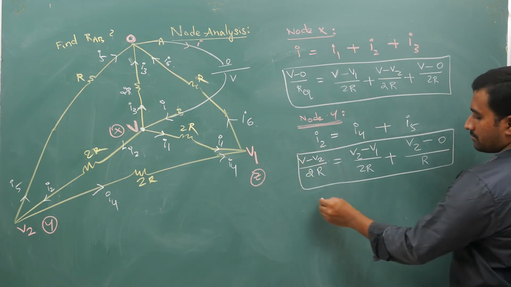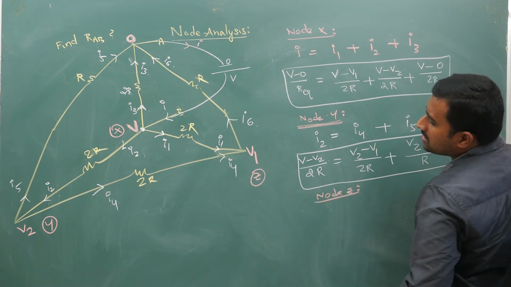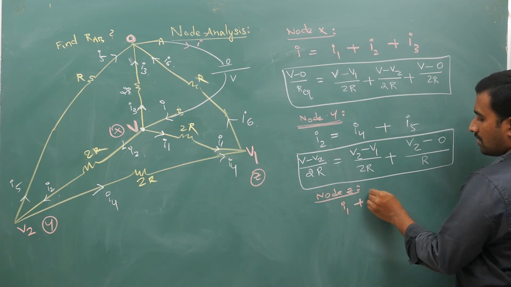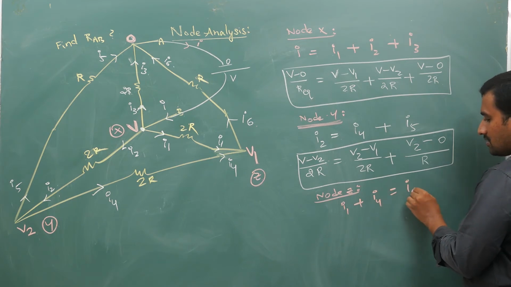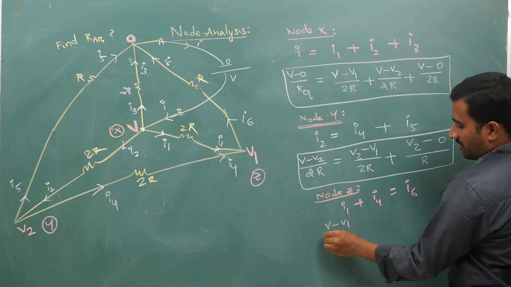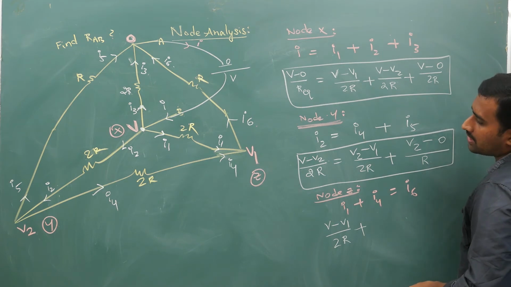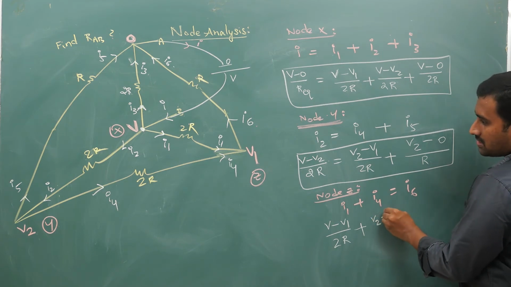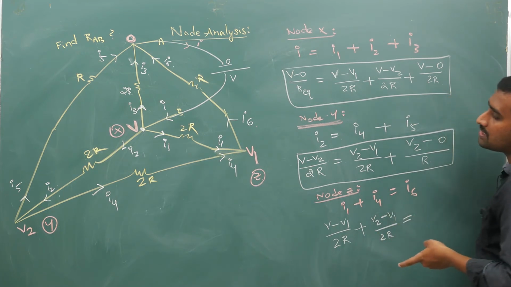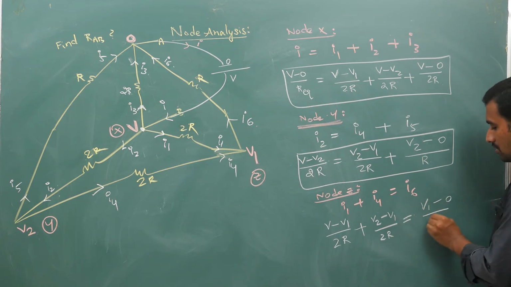Next, node Z. At node Z, what is happening is your I1 and I4 are combining to give I6. So what is I1? V minus V1 by 2R plus, what is I4? V2 minus V1 by 2R, that is equal to what is I6? Your I6 is V1 minus 0 by R.